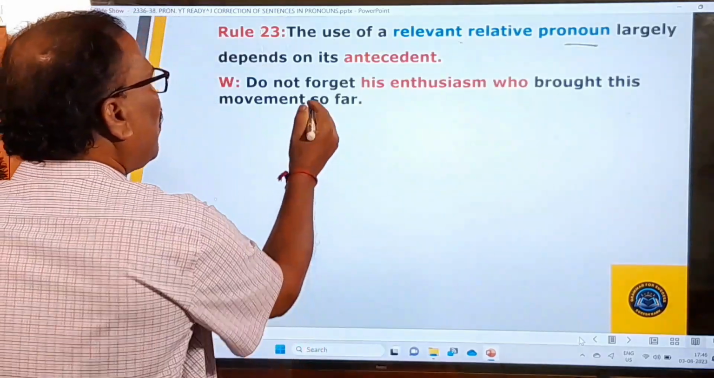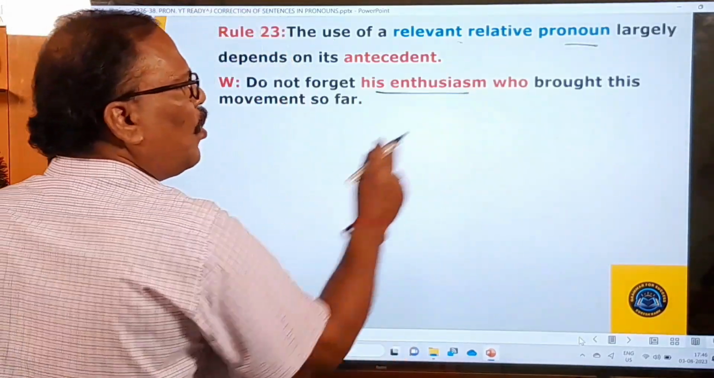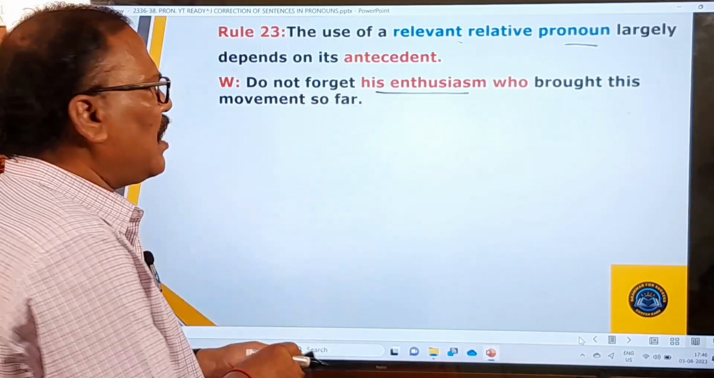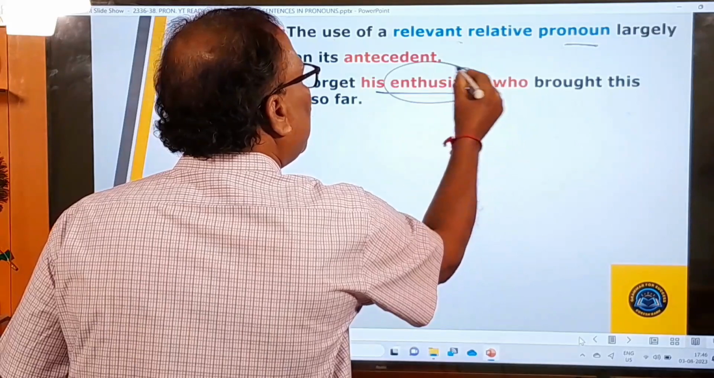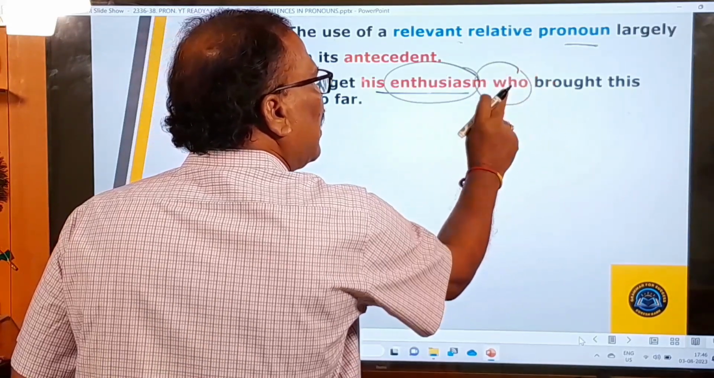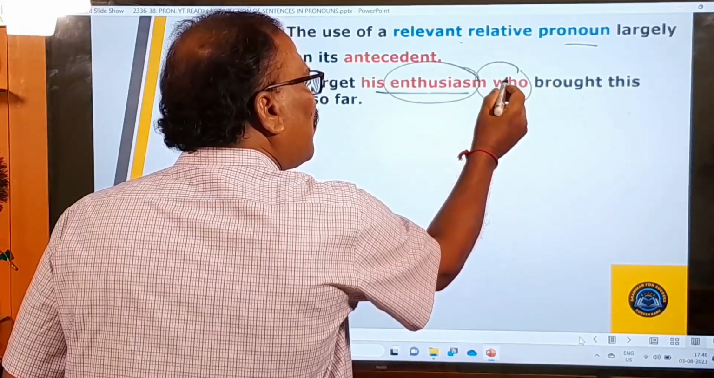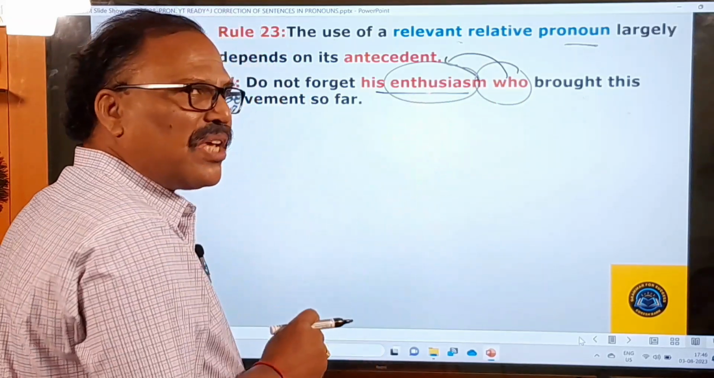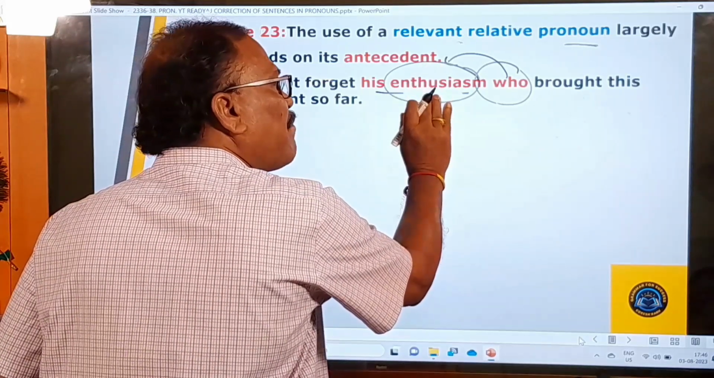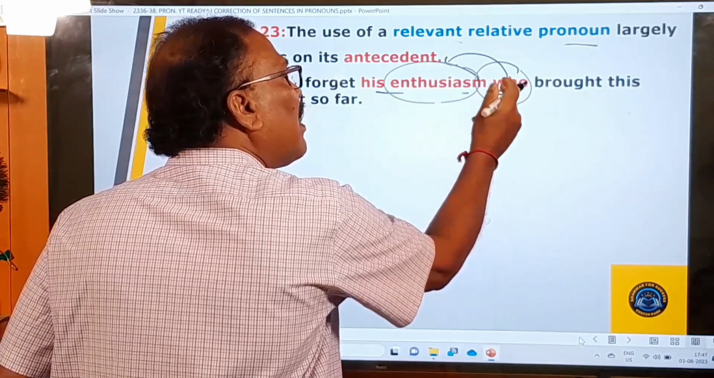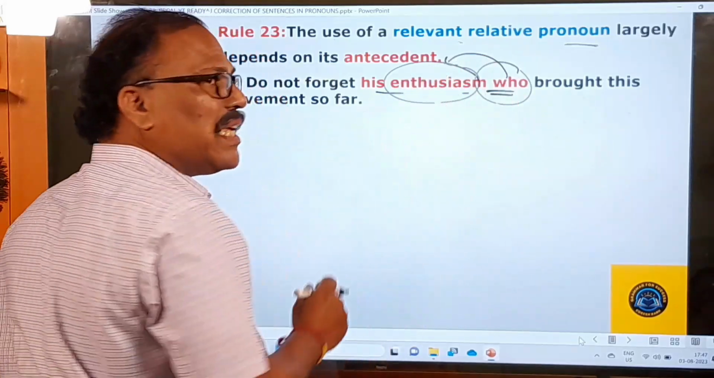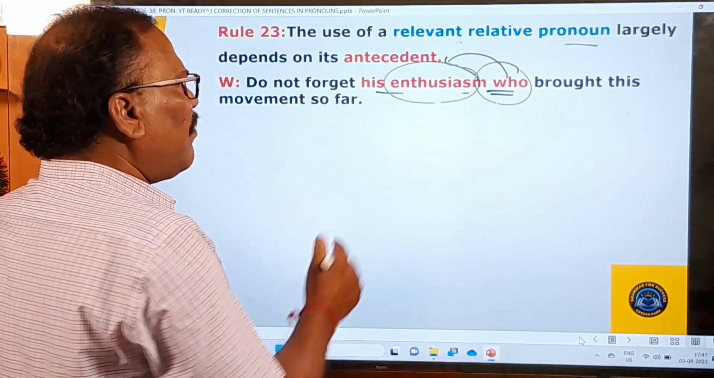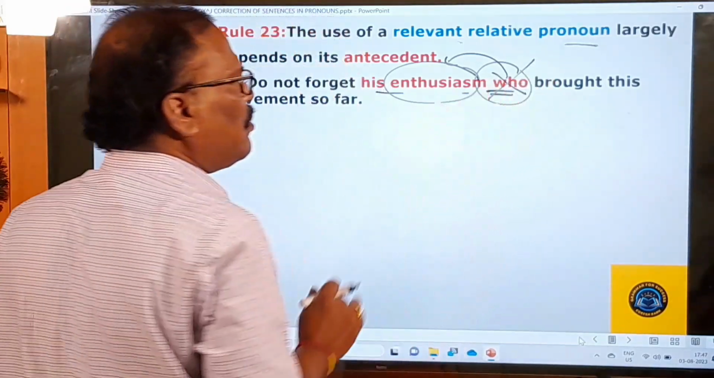How? You see that. Do not forget his enthusiasm, who brought this movement so far. Here, do not forget his enthusiasm. You see, this enthusiasm is the antecedent of this who, the relative pronoun. So before this relative pronoun, what is the antecedent? Enthusiasm. What is this enthusiasm? Enthusiasm is a thing. It is not a person. Who refers to or relates to a person, but here enthusiasm is not a person. That's why this relative pronoun is wrongly used here, right?